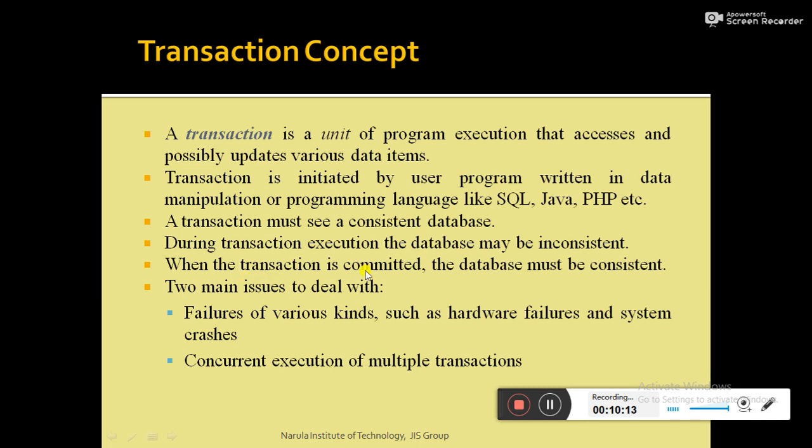When the transaction is committed, the database must be consistent. When the transaction is committed means once the transaction has completed its execution successfully, and once we execute the command commit, there is a command commit. So once we commit the transaction, whatever updation a transaction has performed on a database, all the updation will persist and the database must be in consistent state.